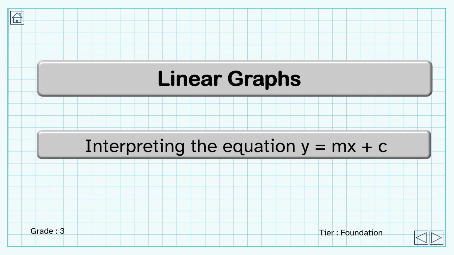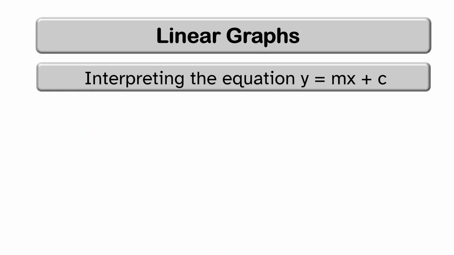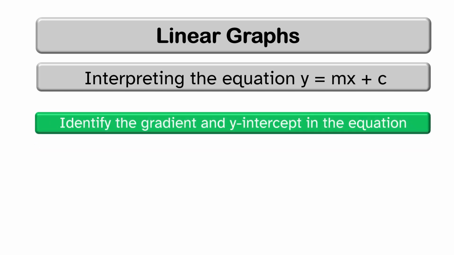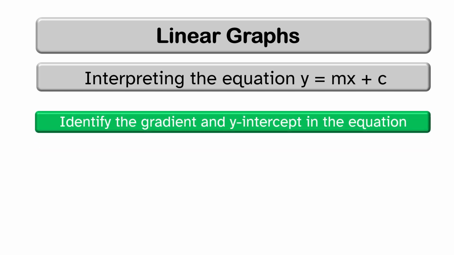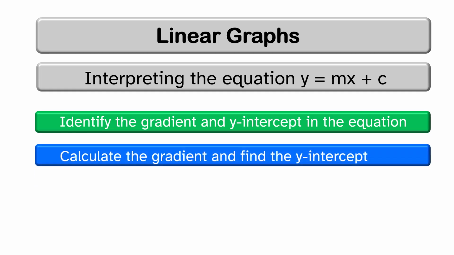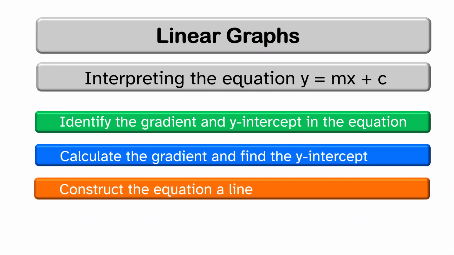Hello everyone. Today we're looking at linear graphs, interpreting the equation y = mx + c. So in this session, we're going to be looking at three things. First of all, identify the gradient and the y-intercept in the equation. Secondly, we're also going to learn how to calculate the gradient and how to find the y-intercept. Now, knowing these, we should be able to construct the equation of a line.